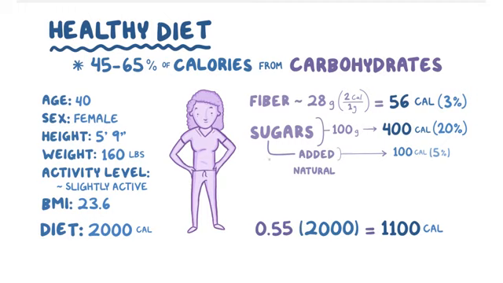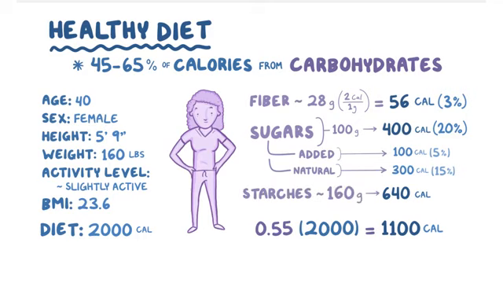Using this approach, the remainder of her total sugar calories, 300 calories or 75 grams, would come from the sugars found in fruits, vegetables, dairy, and grains. This would be 15% of our total calories. And that leaves 640 calories or 160 grams from starches, or 32% of her total calories, to reach her carbohydrate intake goal.